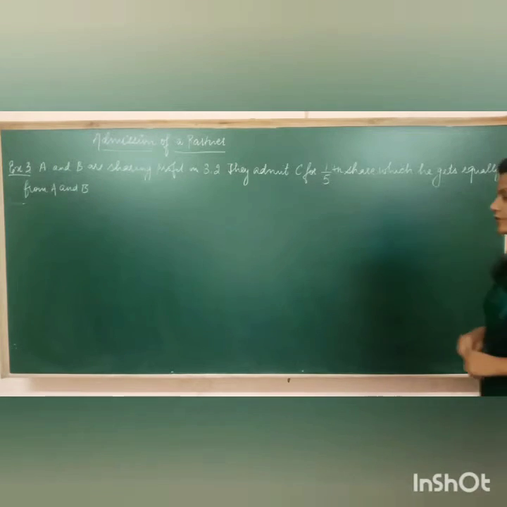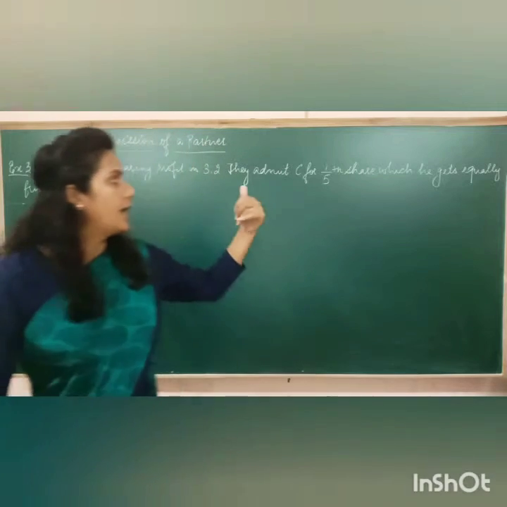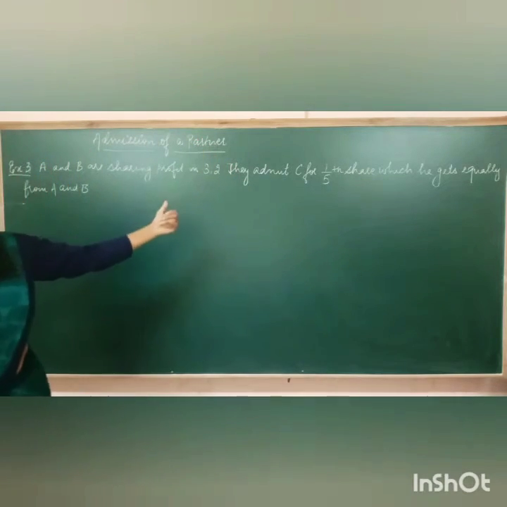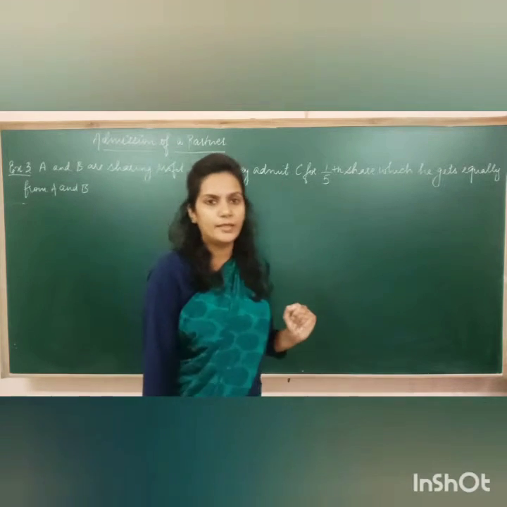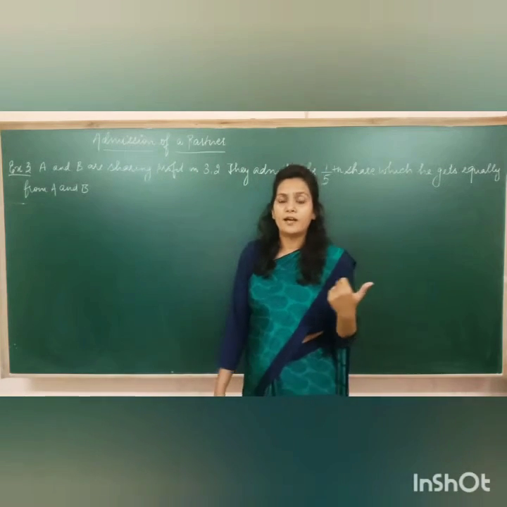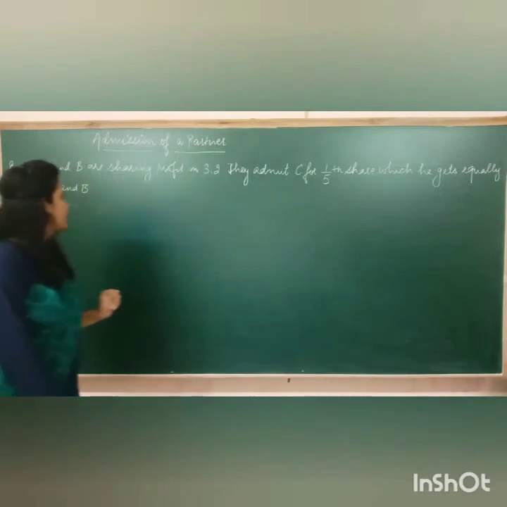Now let's come to the next case. Profits in the ratio 3:2. They admitted C for 1/5 share, right? And the share which C is getting, he is getting equally from A and B, right? It means A and B are giving an equal share to C. Now see how it is to be done.